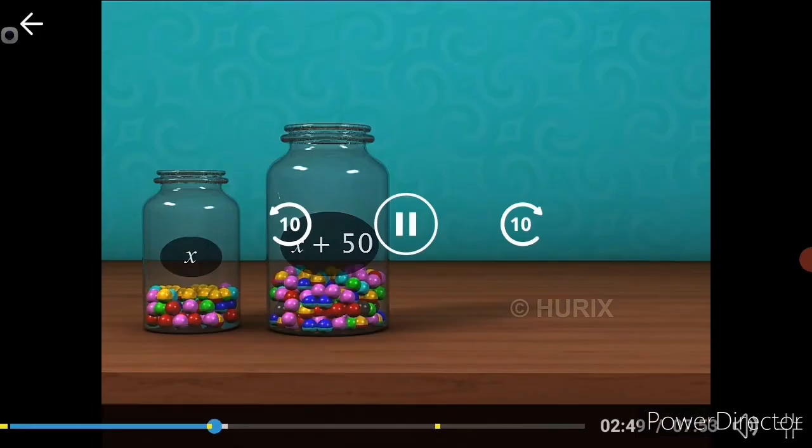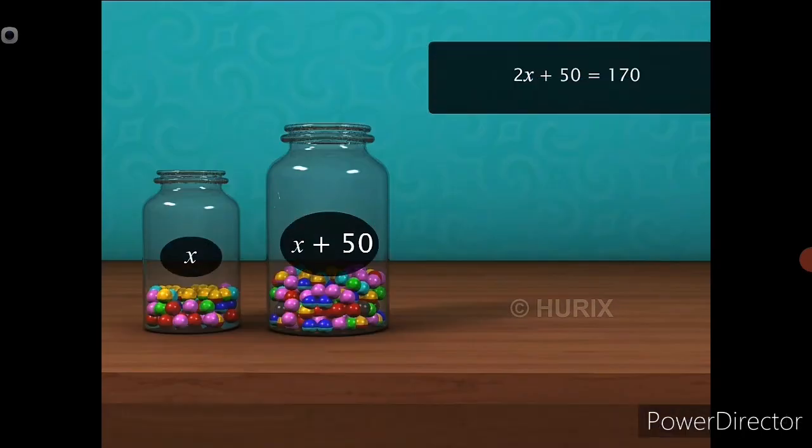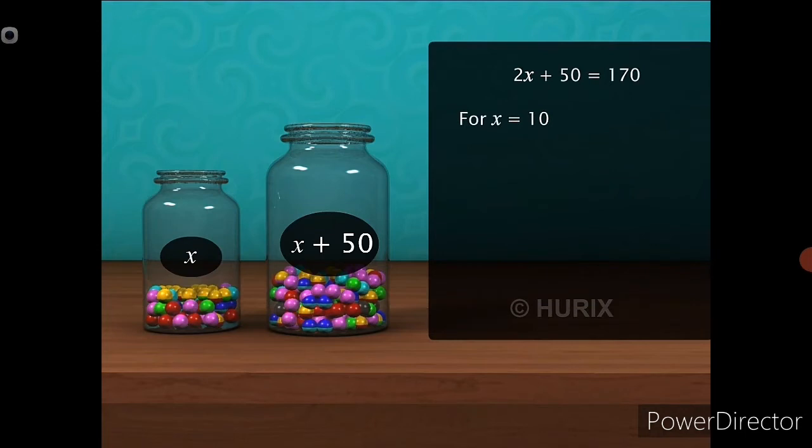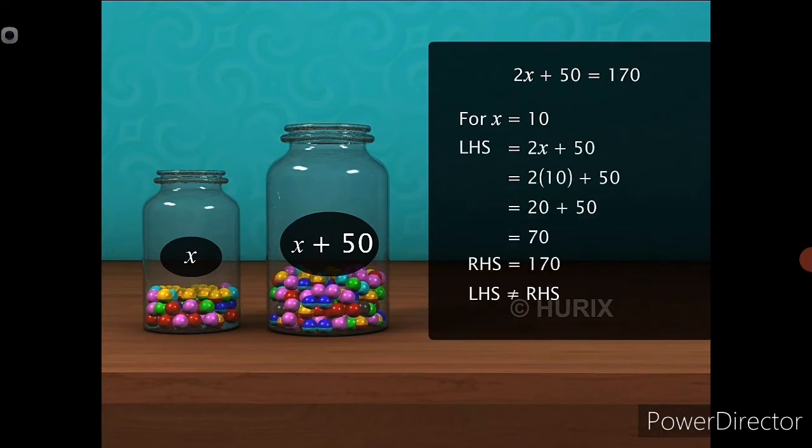A variable in an equation has a specific numerical value, so in this equation, we cannot assume any value for the variable x. Let's use the trial and error method to find the value of x in this equation. For example, we assume 10 as the value of x. The sum on the left-hand side does not equal the value on the right-hand side, so the value of x cannot be 10 in this equation.